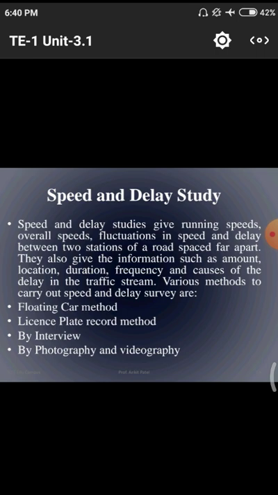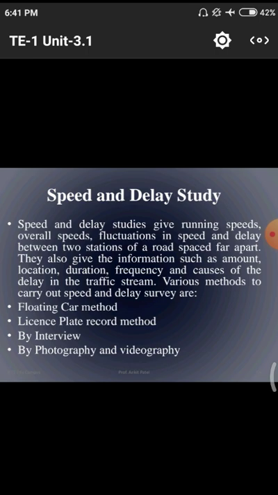These speed and delay studies mainly use the points if there is a very large distance. That means if the distance is very large, we need to go for a huge amount of time period, so that we need to face a huge amount of problems. If the time period is low, we need to face fewer problems. If the time period is very high, we need to face a huge number of problems.